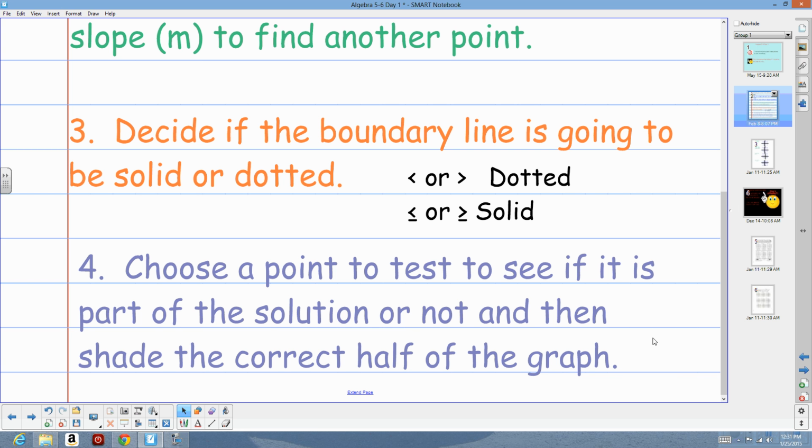Then the new part, you will need to choose a point to test to see if it is part of the solution or not, and then shade the correct half of the graph. Basically, the line, when you plot your y-intercept and use your slope to find another point and connect those, is your boundary line, and the solution is either going to be the points above it or below it. If you test a point, you can see if it's part of the solution or not. You'll see what I mean when we get to some examples.